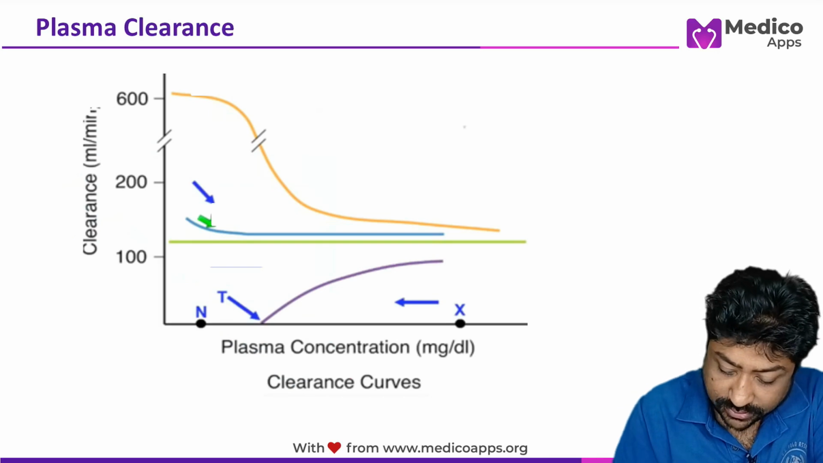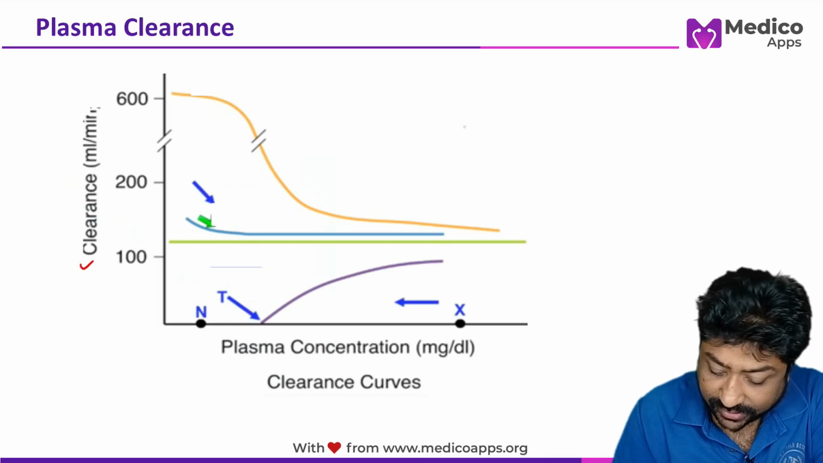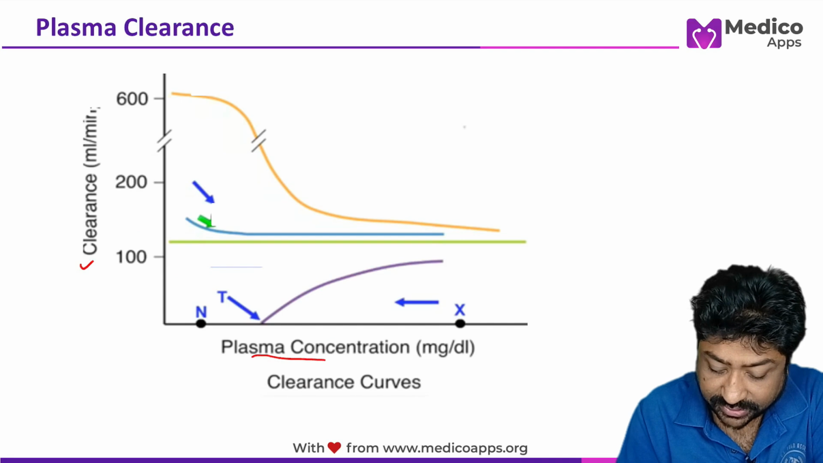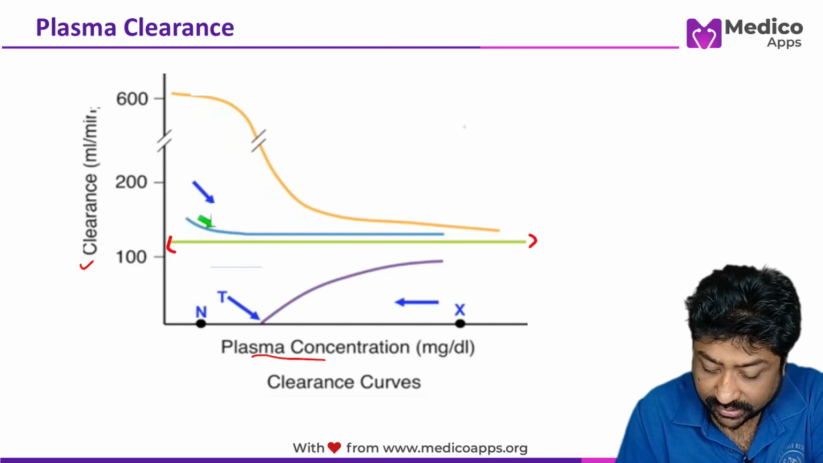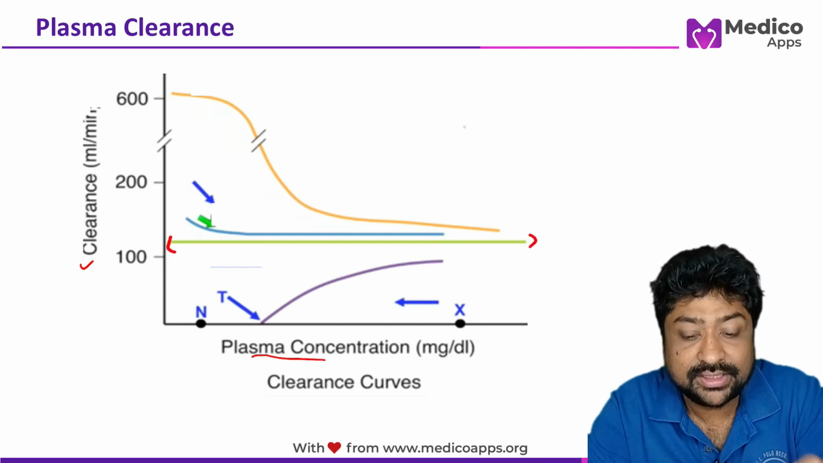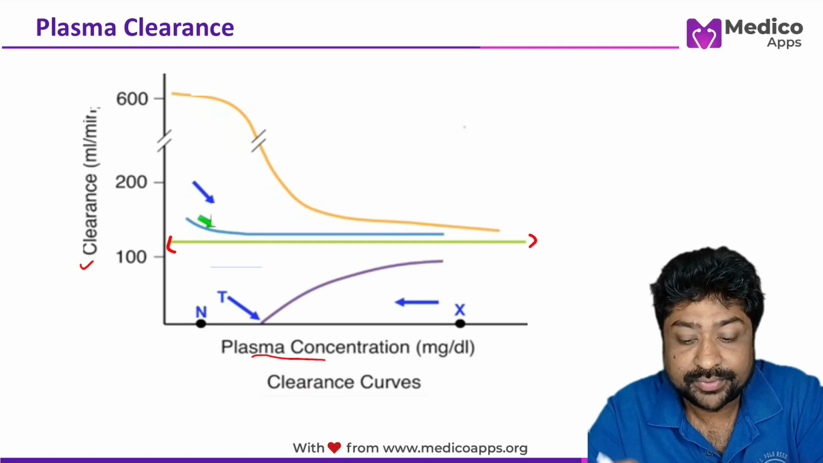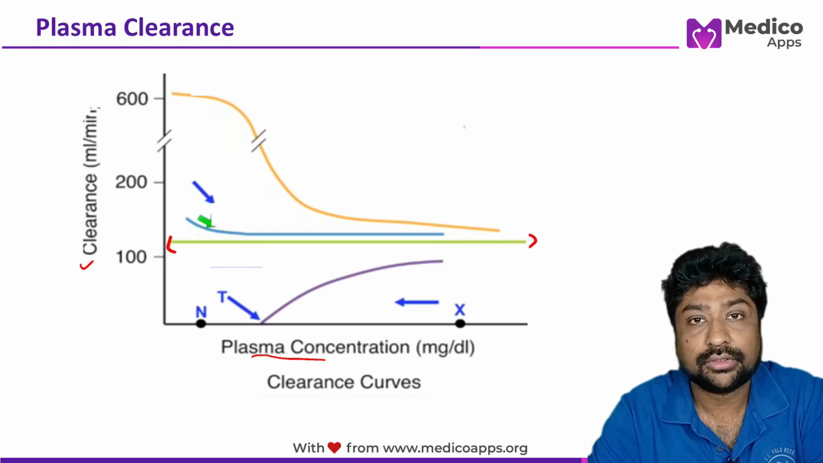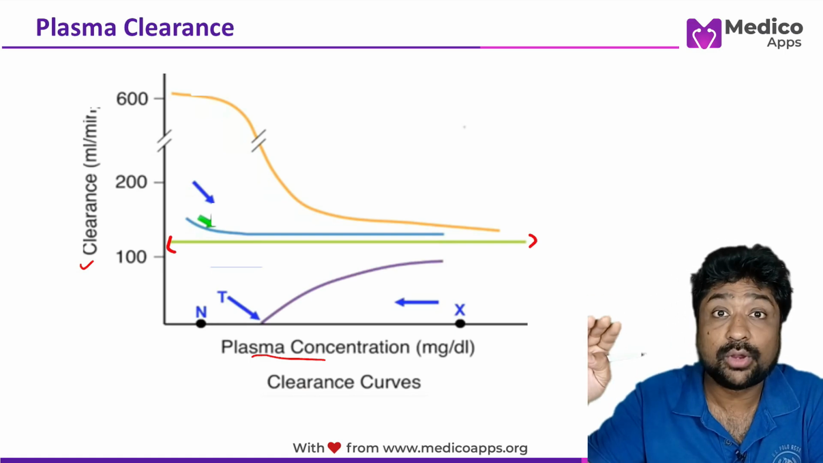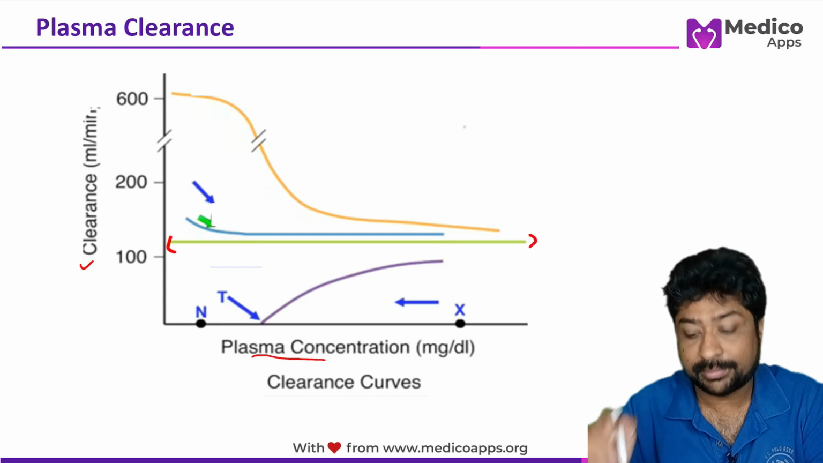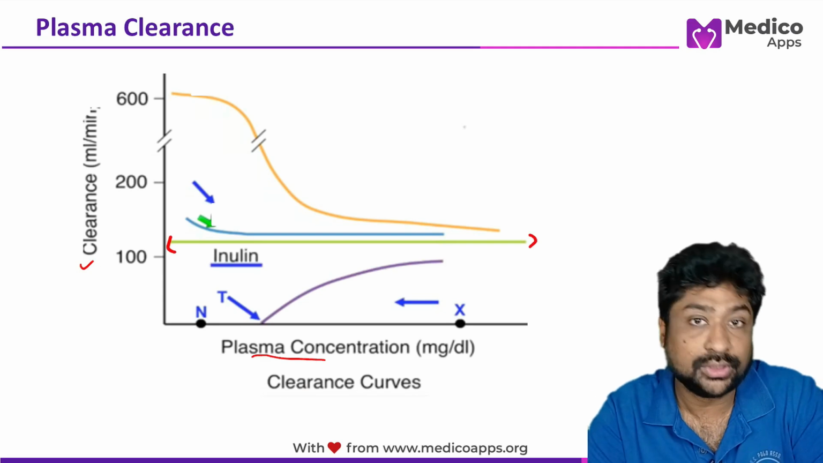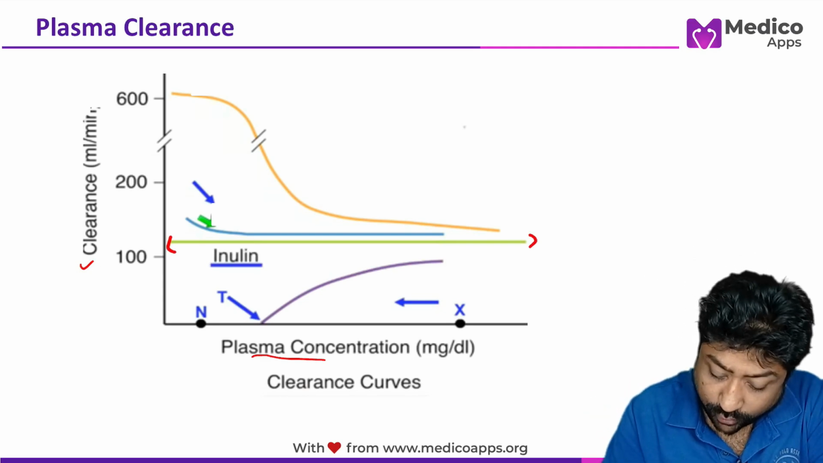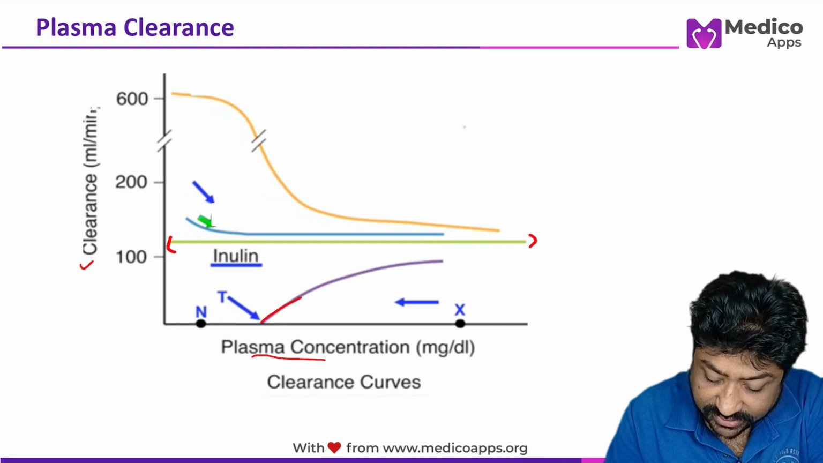So the first graph of renal clearance and plasma concentration is this single straight line graph. In this substance, the clearance does not change with the plasma concentration. The plasma concentration may be high or low, but the clearance always remains the same, and this substance is inulin. The second graph I want you to focus your attention on is this graph.